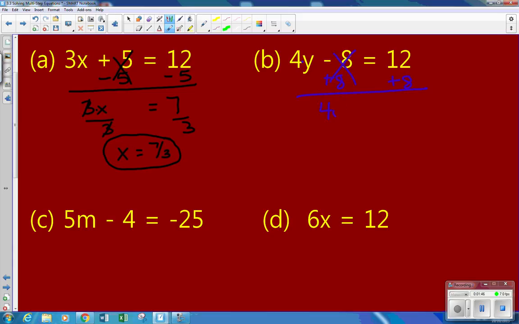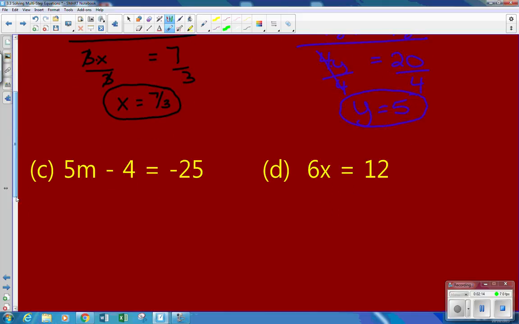So now I have 4y on this side of the equal sign. 12 plus 8 is 20. All right, now 4 times y. What's the opposite of times? It's divide. So we divide by 4 just to cancel out the 4s. I have to divide the 20 by 4 also. So I get y equals 20 divided by 4 is 5. So y equals 5. All right, let's go two more.